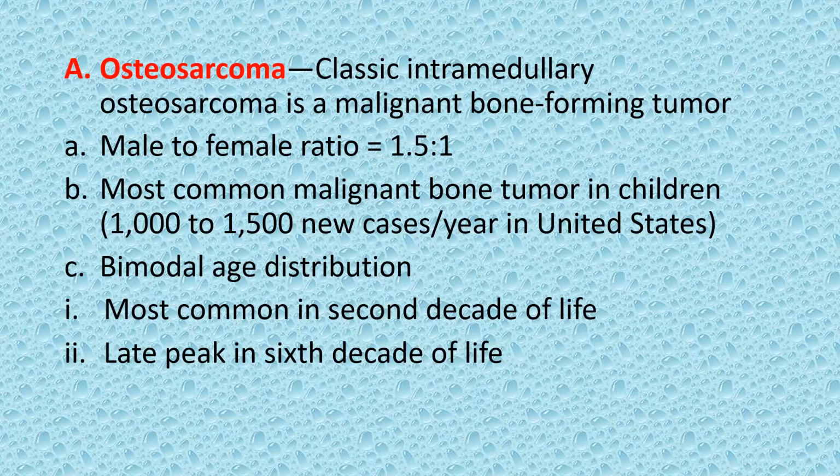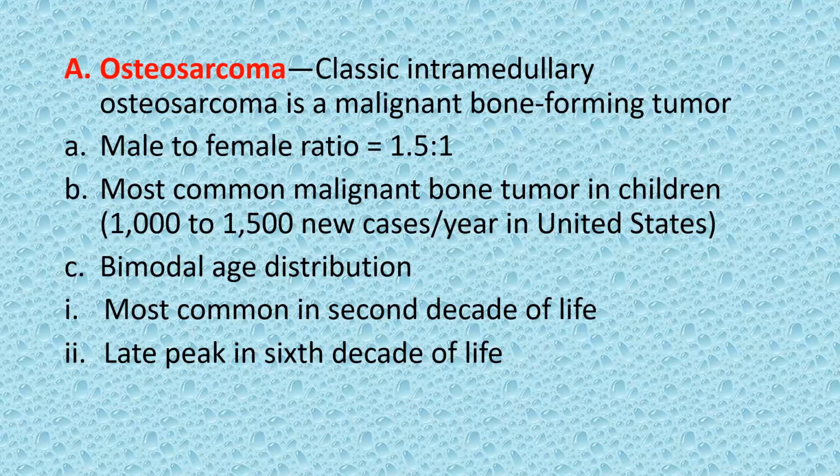It is bimodal in age, but we are concerned about children. It is most common to occur in the second decade of life. This is the most common primary malignant tumor of bone. Of course, later on, there is a peak in the sixth decade, and I recall telling you once upon a time that it occurs secondary to Paget's, radiation therapy, or any scar. But this is not our concern today.